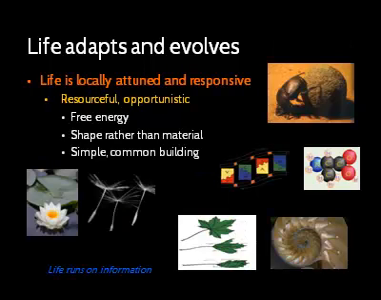So the second strategy on that side of the butterfly for adapting and evolving is to be locally resourceful and opportunistic. Nature's resources are locally limited, right? Successful organisms make the most of what's locally available, especially things that are free and abundant. Strategies for being locally resourceful and opportunistic include using free energy, using shape rather than extra materials to meet needs and particular structural requirements, and also using simple common building blocks.